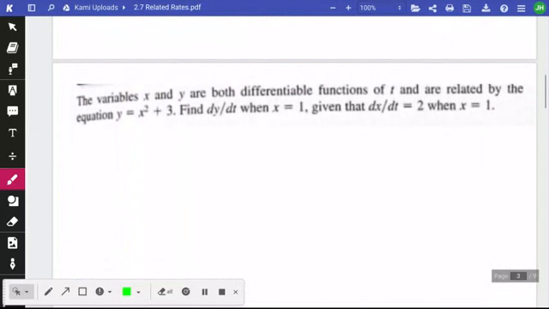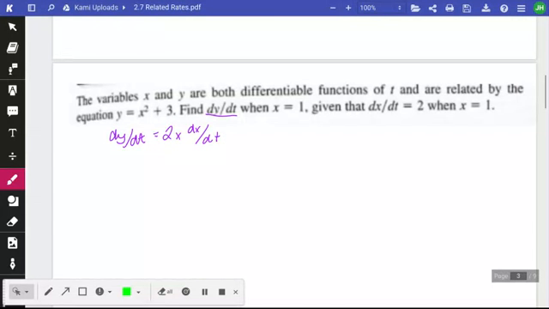So we have the variables x and y, both differentiable functions of t, and they're related by this given equation, y equals x squared plus 3. We're going to find the related rate, dy over dt, when x is specifically 1, given that dx over dt is equal to 2. Okay, so what we'll do is we'll first derive our function. So dy over dt, again, it says with respect to time. So we will not have a dy over dx, we'll have dy over dt, is equal to 2x dx over dt, and then the derivative of 3 is just 0.